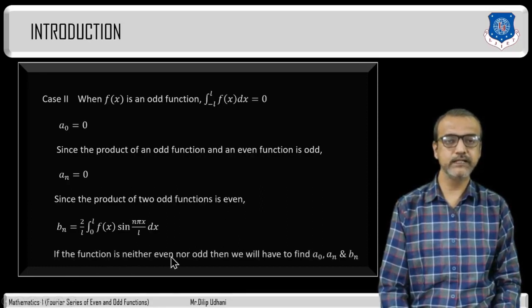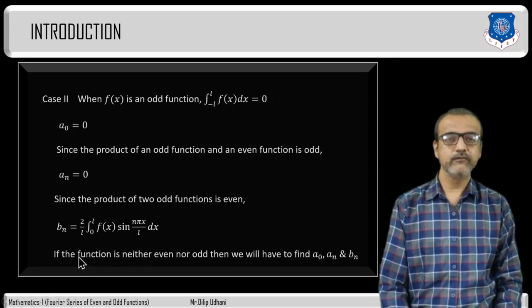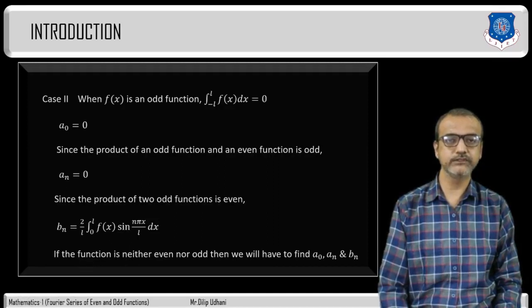If the function is neither even nor odd, then we will have to find out a0, an and Bn. So whenever you have been given interval from minus L to L, you have to check whether the given function is an even function or odd function. If the given function is an even function, then you have to find out a0 and an, and Bn will be 0. And whenever the f of x is an odd function, a0 and an will be 0 and you have to find out Bn only. And if the function is neither even nor odd, then you have to find out all the three, that is a0, an and Bn.